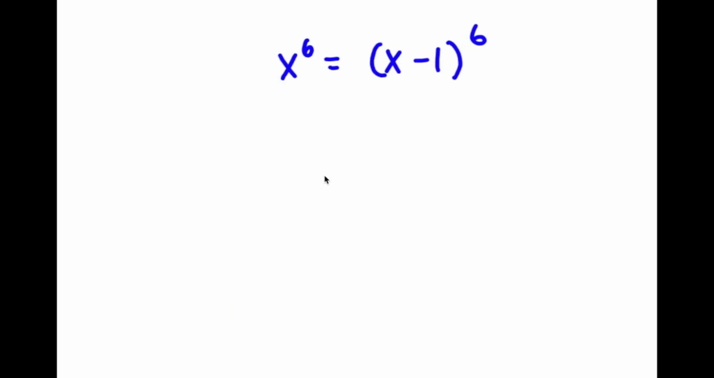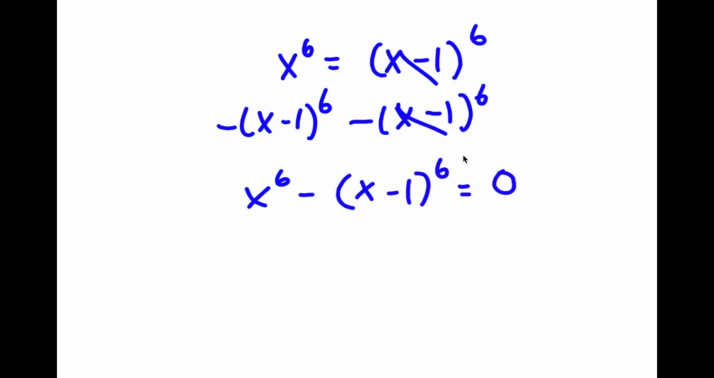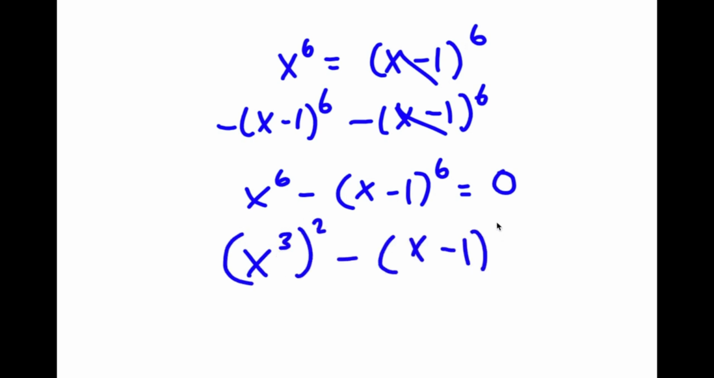Alright, so in this problem, I have x to the power of 6 is equal to x minus 1 to the power of 6. So I'm going to first start by subtracting x minus 1 to the power of 6 on both sides. So these two cancel out, and I get x to the power of 6 minus x minus 1 to the power of 6 is equal to 0. Now I'm going to rewrite this as x to the power of 3 to the power of 2 minus x minus 1 to the power of 3 to the power of 2 is equal to 0.